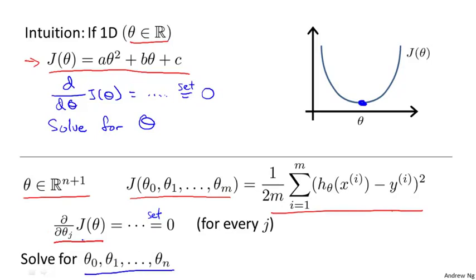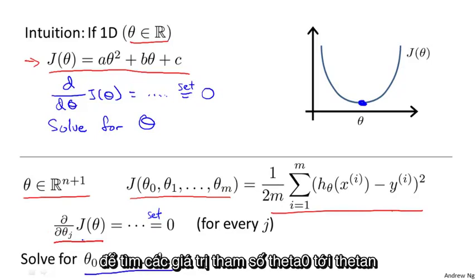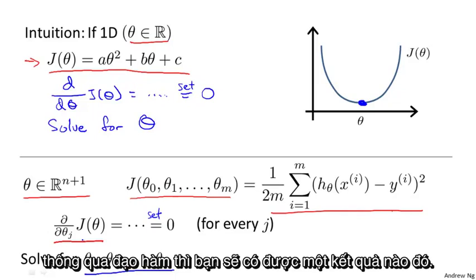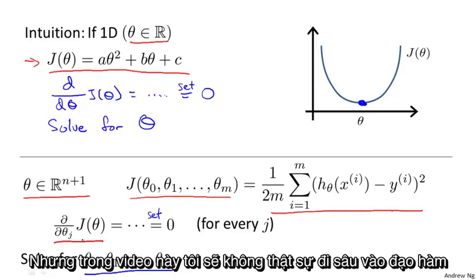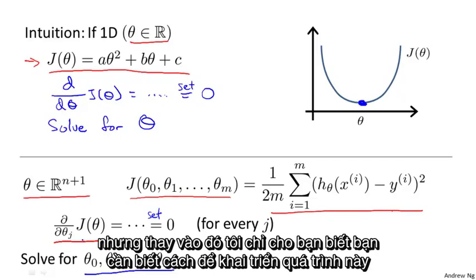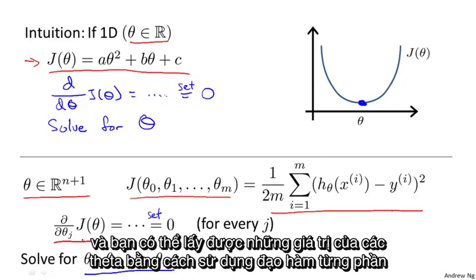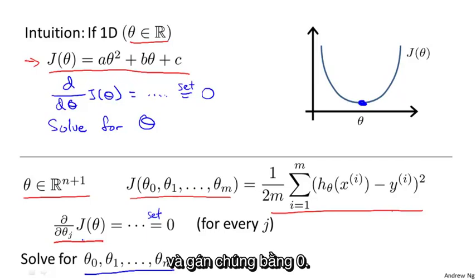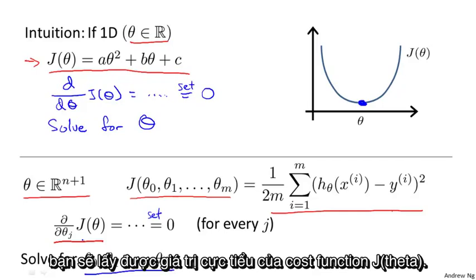Well, if you actually work through the calculus and work through the solution to the parameters theta 0 through theta n, the derivation ends up being somewhat involved. And what I'm going to do in this video is actually to not go through the derivation, which is kind of long and kind of involved. But what I want to do is just tell you what you need to know in order to implement this process, so that you can solve for the values of the thetas that corresponds to where the partial derivative is equal to 0. Or equivalently, the values of thetas that minimize the cost function J of theta.